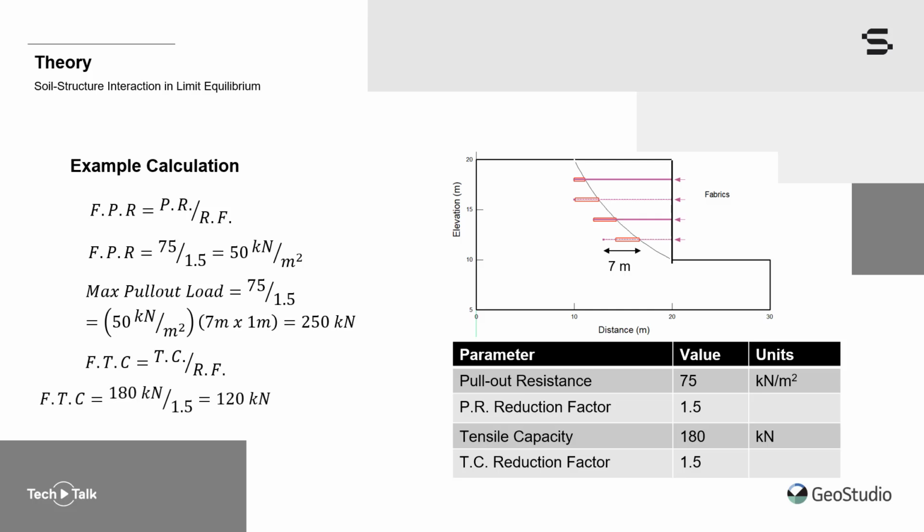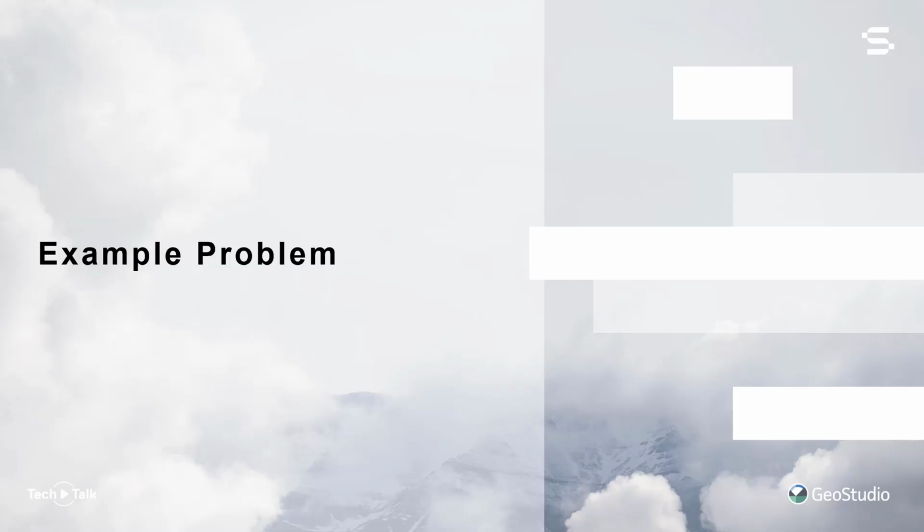Next, let's calculate the factored tensile capacity, FTC, as the input tensile capacity of 180 kilonewtons divided by the tensile capacity reduction factor of 1.5, which is 120 kilonewtons. This is the value of pull-out load that cannot be exceeded. Otherwise, we're at the tensile capacity of the reinforcement. We are now ready to set up a basic analysis in SLOPE/W.